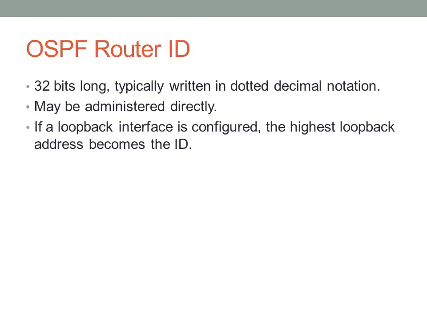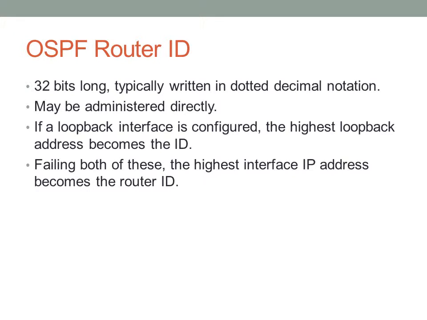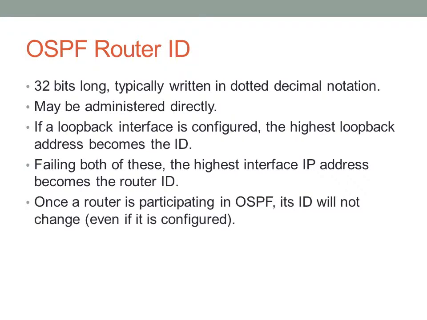You can also configure it with a loopback interface. So if a loopback interface is configured, then the highest loopback address, that is to say the highest IP address that is configured as a loopback, will become the router ID. If neither of these two criteria are met, it's going to look at its actual interface IP addresses, and it's going to use the highest configured interface IP as the router ID. Once a router is participating in OSPF, its ID does not change. So if you add an interface with a higher IP address, say your ID right now is 192.168.1.1, and you add an interface 193.168.1.1, that would be a higher IP address, but the OSPF router ID will not change once it's participating in OSPF.